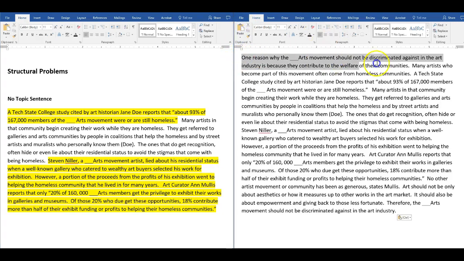And again, the topic sentence has to highlight what the main purpose of the paragraph is. Otherwise, the paragraph doesn't go anywhere. It doesn't have a purpose. It doesn't lead back to the thesis. Followed by the topic sentence would be then our evidence.